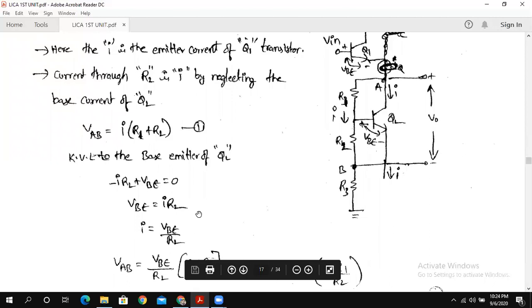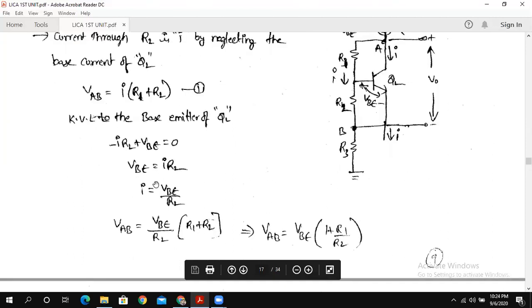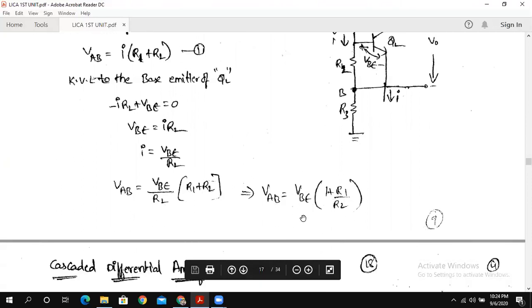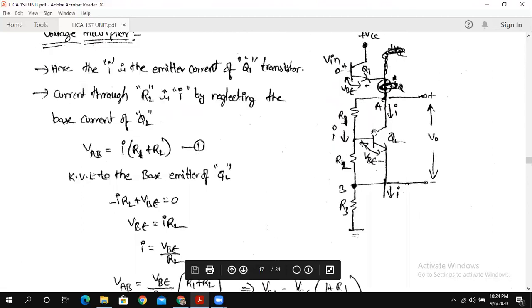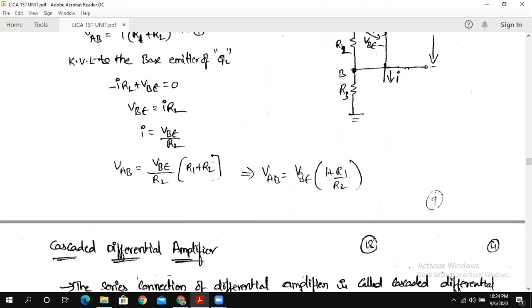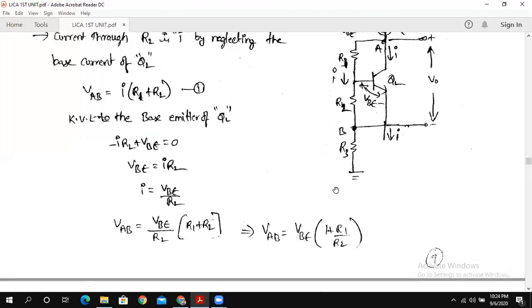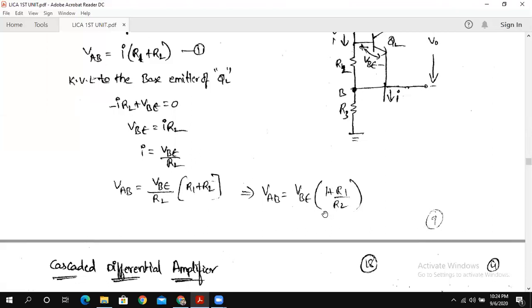So see here, VBE is equal to I into R2. Then from this equation, we can write I is equal to VBE by R2. As we have written that VAB is equal to I into R1 plus R2, we are going to replace the I value in this equation. So VAB is equal to VBE by R2 into R1 plus R2. So VAB is equal to VBE into 1 plus R1 by R2. This is nothing but a VBE multiplier. Here you can see we are going to multiply this resistance ratio with this voltage VBE. Because of this, we call this circuit a voltage multiplier.